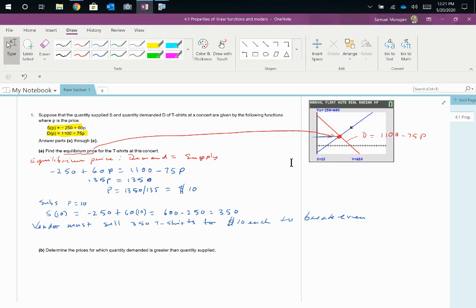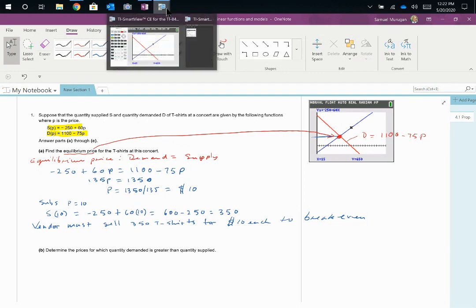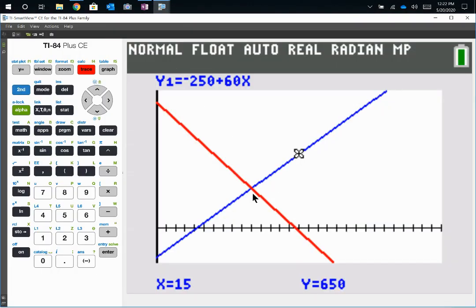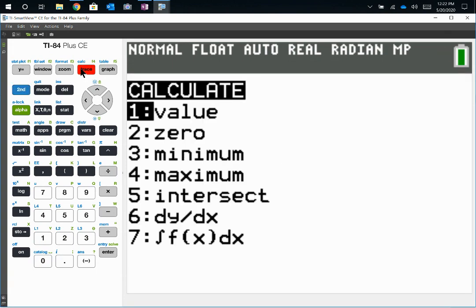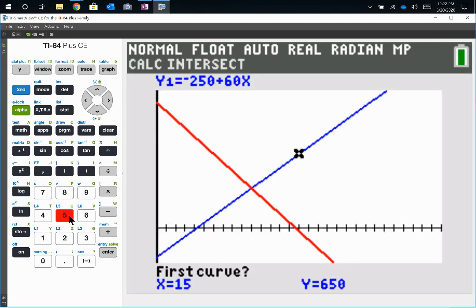Let's go back to our graph, and let's see if we can ask the calculator for that answer. We want to know what the equilibrium point is. To do that, you press second trace and select number 5 to calculate the intersect. Then press the enter button 3 times. And there it is. We have the answer from the calculator.